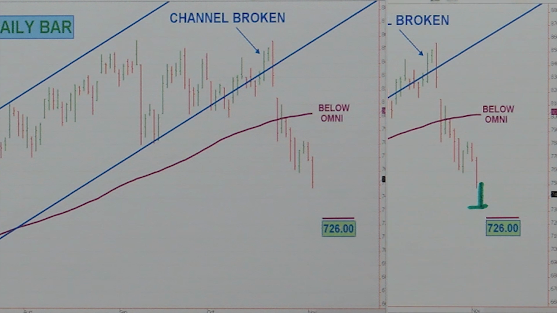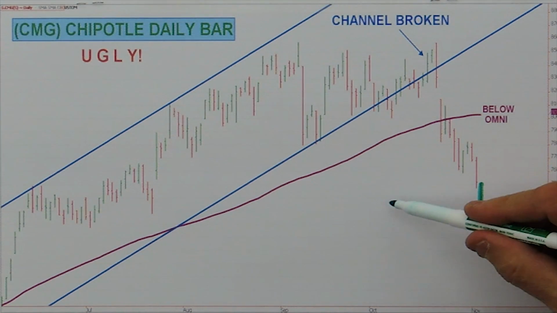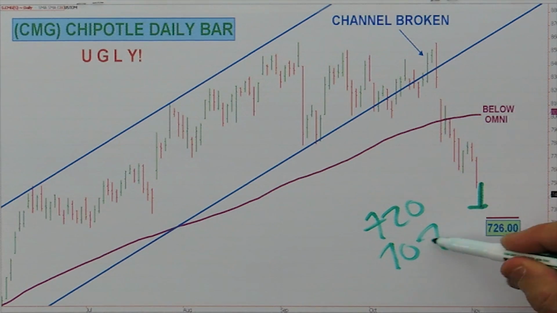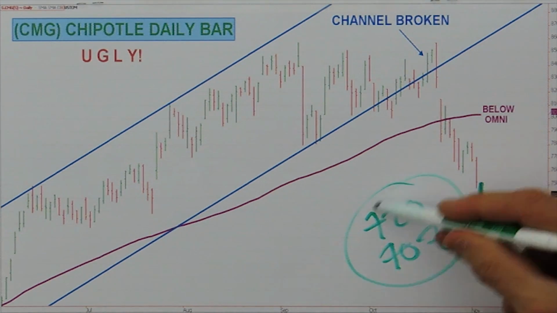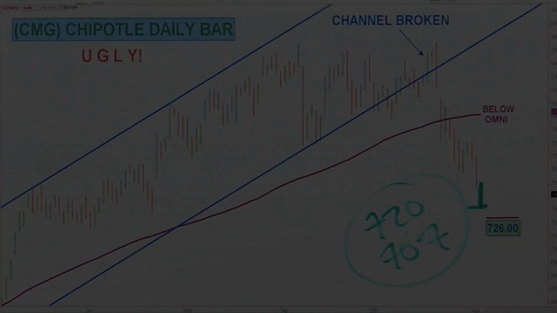I mean, come on. That's good analysis, kids. Now, Omni's got targets. After you get through 726, we've got 720, followed by 707. The next two targets Omni's giving me for CMG. Take a look at that. Make sure you are in agreement with this analysis if you are going to trade CMG.